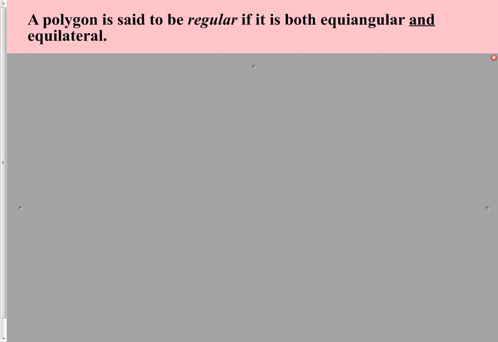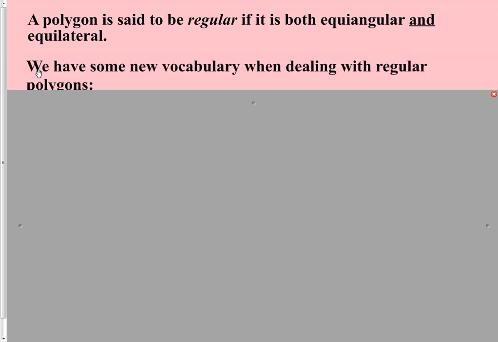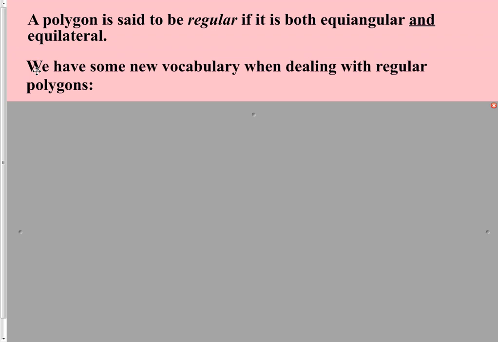Now, first definition, and this is an old one, but copy it down anyway. The term regular means that it is both equiangular and equilateral at the same time. Now, one of the things that we have not really discussed about regular polygons is that it has some other structures, some other little properties that are going on inside of those figures at the same time that all these angles and all these sides are ending up being congruent. Okay, so we're going to have some new vocabulary dealing with regular polygons.